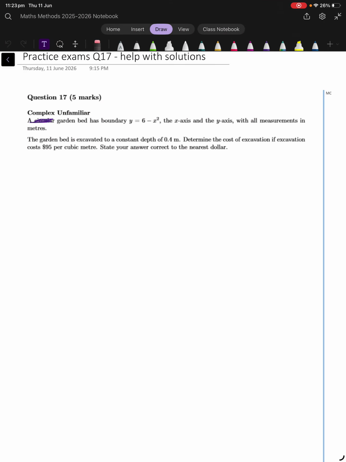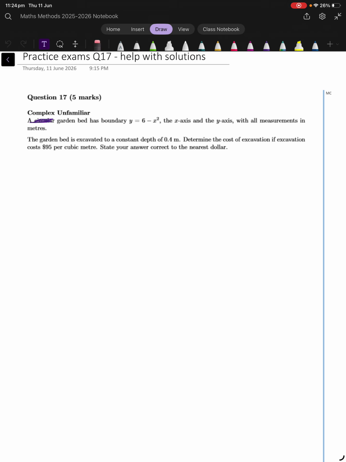Chance to get back and do another little video. These are the question 17s from the practice papers. So the first one we've got here, it says a circular garden bed, but when you look at the equation you can see it's not a circle, but that's really irrelevant.